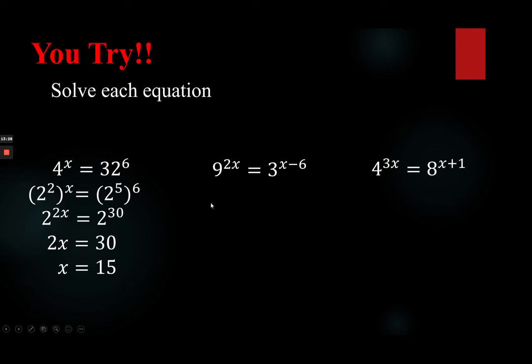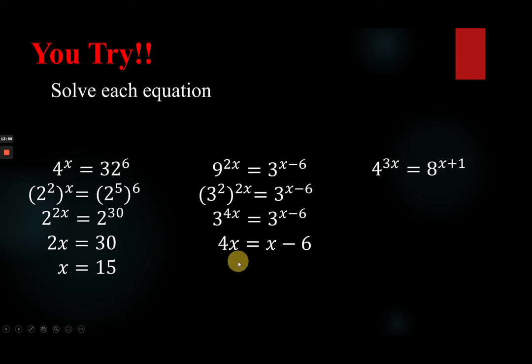That's it. Here, 9 is a special number with a base of 3, so you can rewrite 9 as 3 squared. And then multiply 2 with 2x. You have 4x. Cancel out your base 3. We have now the equation of the exponents: 4x is equal to x minus 6.